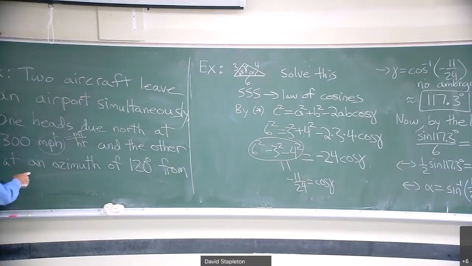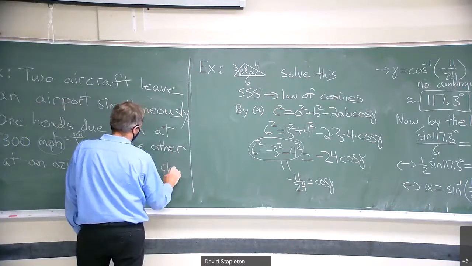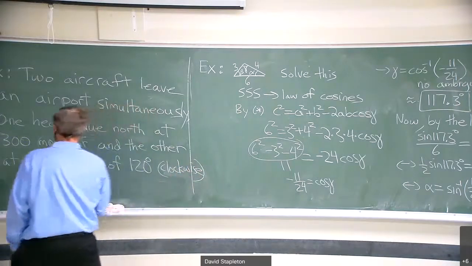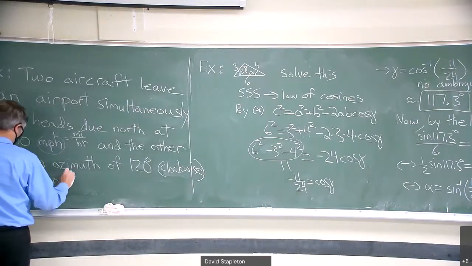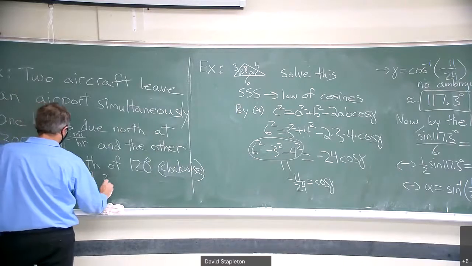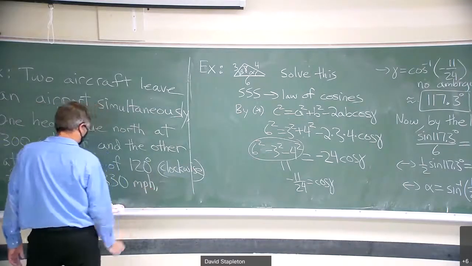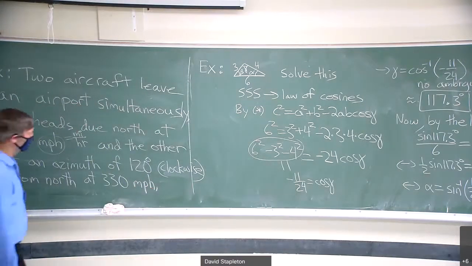The other at an azimuth of 120 degrees clockwise from north. Let me spell it out. Normally we mean heading clockwise in this case. We'll say clockwise from north, at 330 miles per hour. How far apart are they after 2 hours?